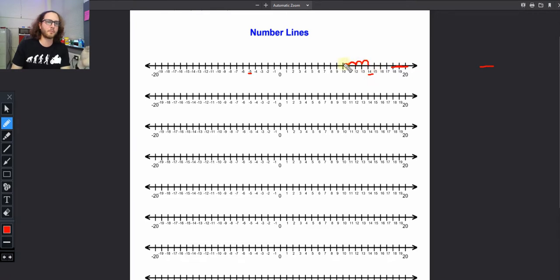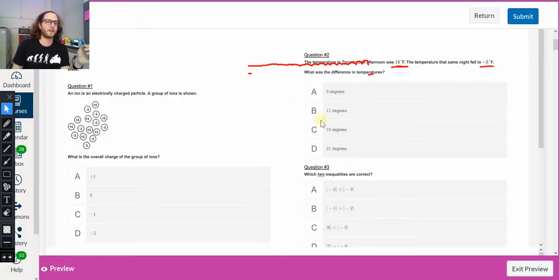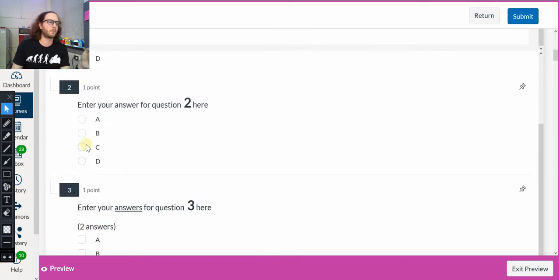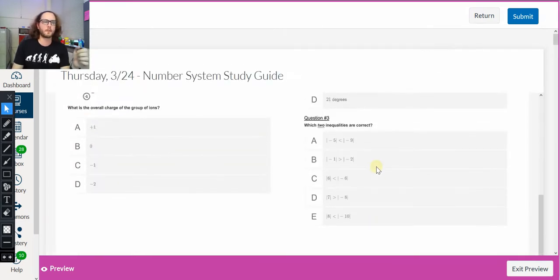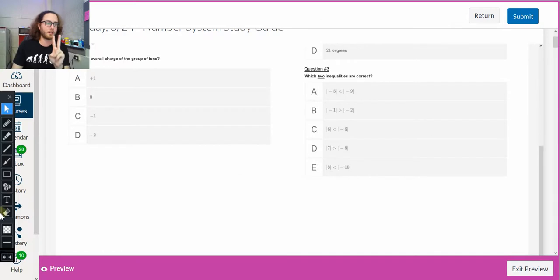1, 2, 3, 4, 5, 6, 7, 8, 9, 10, 11, 12, 13, 14, 15, 16, 17, 18, 19. So it looks like the correct answer is they are 19 degrees apart. On a number line, negative 5 and positive 14 are 19 units apart, which is C. For number 3, which 2 inequalities are correct? There are 2 correct answers for this.